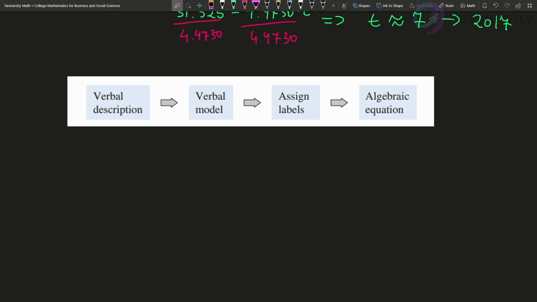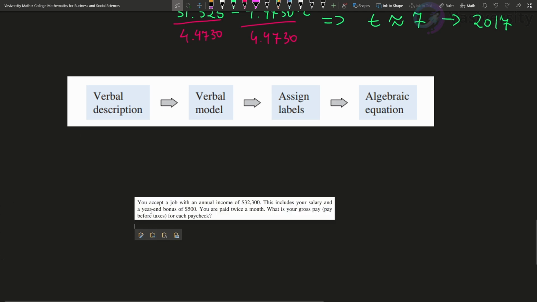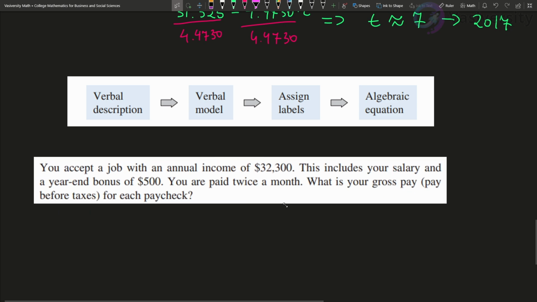Let's take a look at this example. You accept a job with an annual income of $32,300. This includes your salary and a year-end bonus of $500. You're paid twice a month. What is your gross pay before taxes for each paycheck? Okay, verbally, let's come up with an equation. Verbally we have annual income, so that's our y variable.